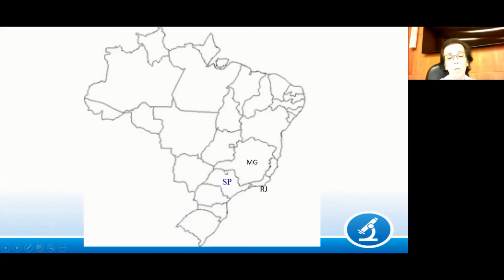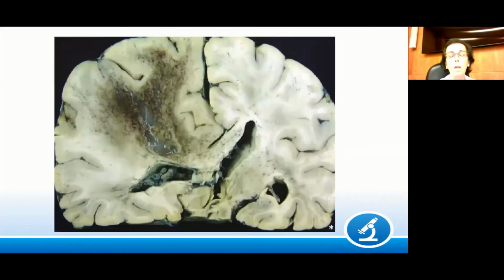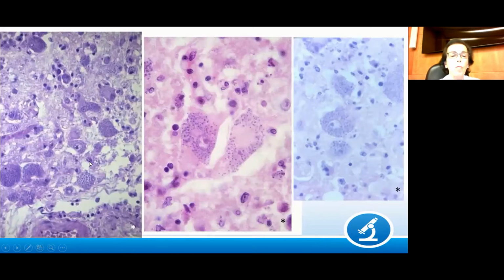Nowadays we don't see the acute forms anymore, but there are many elderly people living there who had Chagas disease. And this was one case. He had Chagas disease, and then he got AIDS. And he died. When I examined this brain, I saw this lesion that I never saw anything like. Toxoplasmosis is usually not like this. And in histology, it was full of parasites.